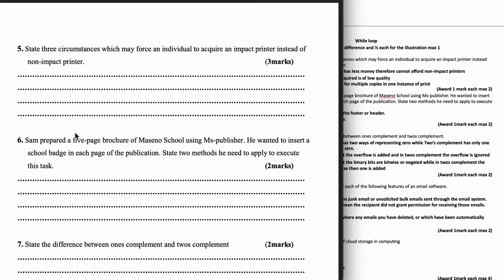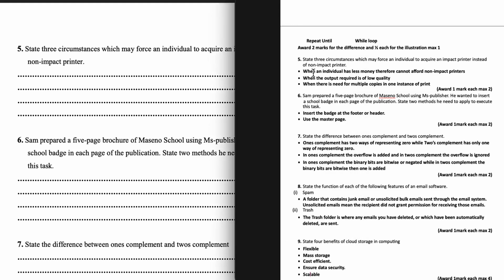Question 5. State 3 circumstances which may force an individual to acquire an impact printer instead of a non-impact printer. When an individual has less money, therefore cannot afford non-impact printers; when the output required is of low quality; when there is need for multiple copies in one instance of print.